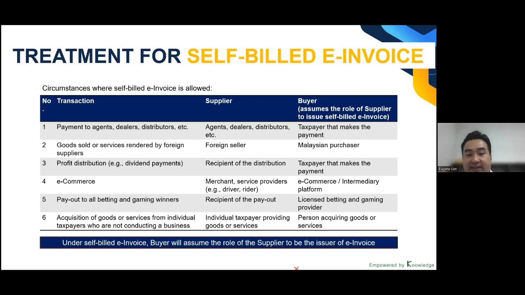The sixth one is related to you. For those where you acquire something from an individual not doing business, like I just mentioned, your wife selling the car, she is not doing business, but the buyer is required to prepare a self-bill e-invoice. Same goes for when you bought a computer from your relative. They are not doing business. You need to do a self-bill invoice if you are doing business. If you don't prepare a self-bill invoice, in the coming future, IRB will not allow you to claim the expenses. So this thing you need to take care of.